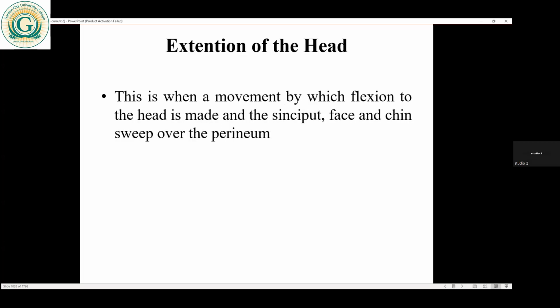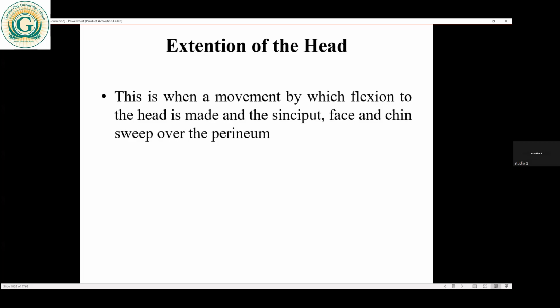Then extension of the head goes up. This is the movement by which flexion of the head is made, and the face and the chin sweep over the perineum. That's where the midwife will be in front, put her fingers in front of the baby at the presenting part, and she delivers the chin, the face, everything. And before that, she puts her fingers to see that the cord is not around the neck of the baby. If it is there, she will raise it and remove the cord.